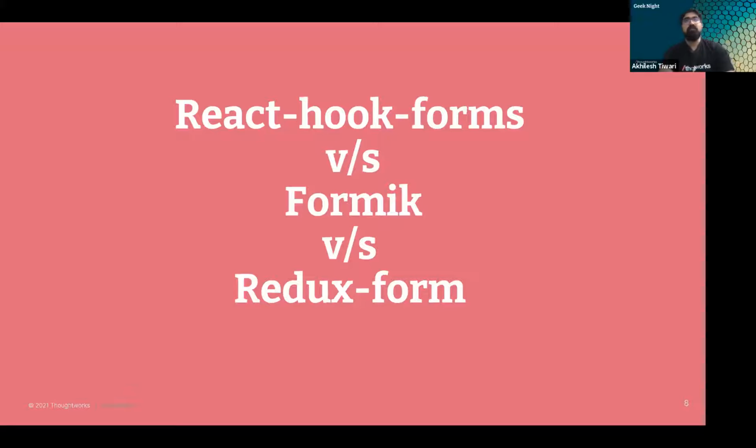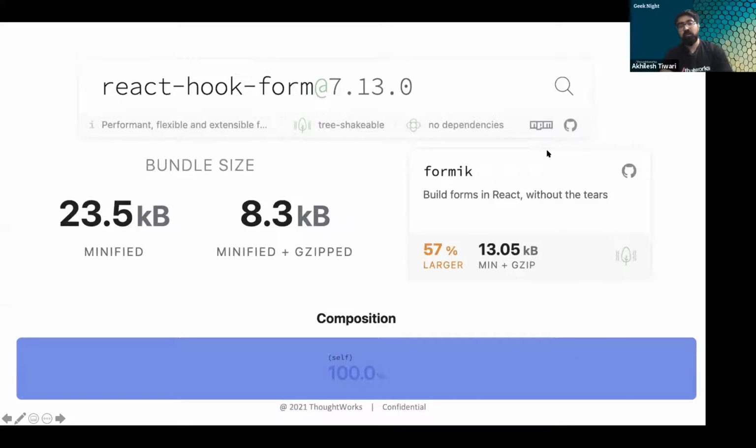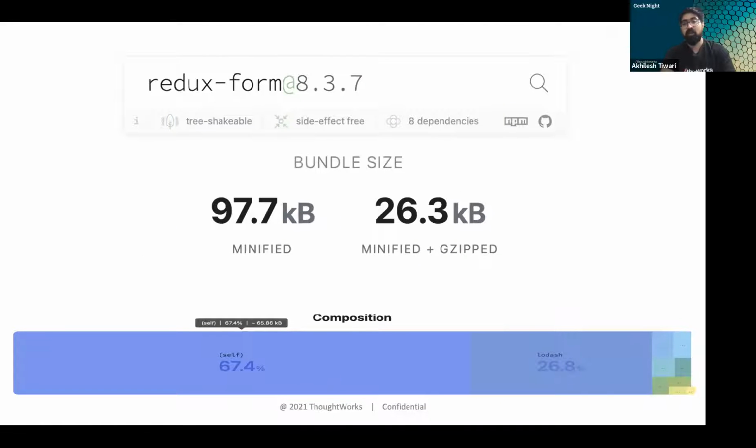So let's start with the size comparison. The first point is that React Hook Form is lighter in size. As you can see, its gzip size is 8.3 KB, and it's a self-contained library with no dependencies. As you can see in the composition itself, it's 100% self-code, no dependencies. As compared to Redux Form, whose size is 26.3 KB, and it's dependent on a utility library called Lodash.